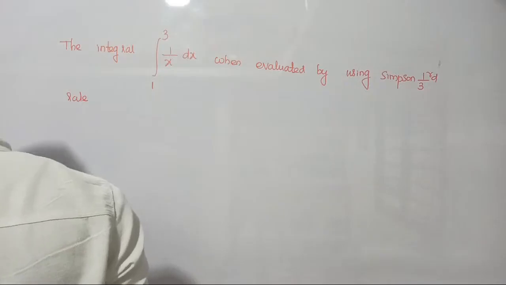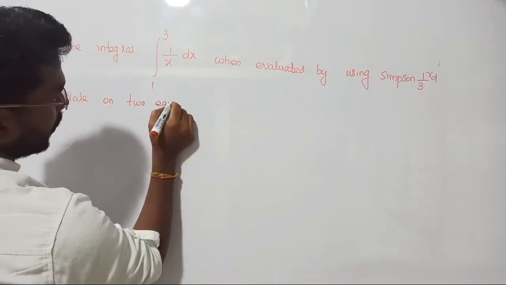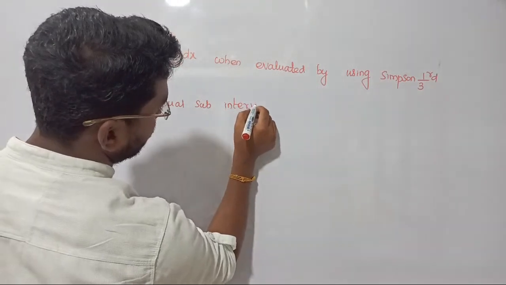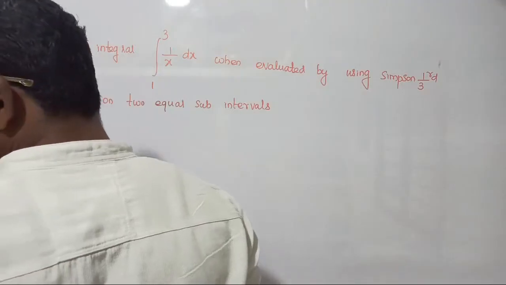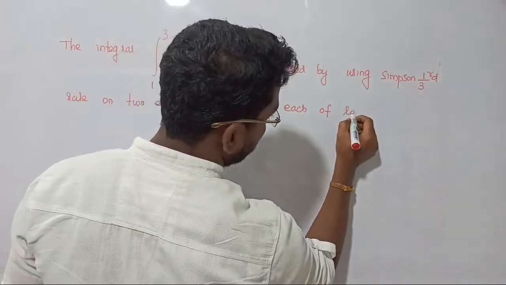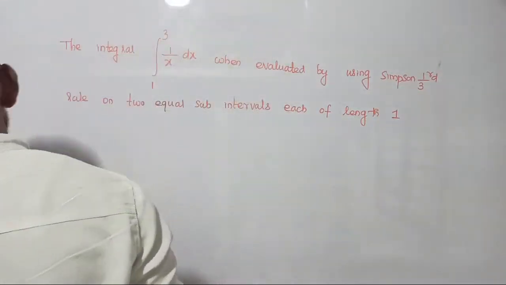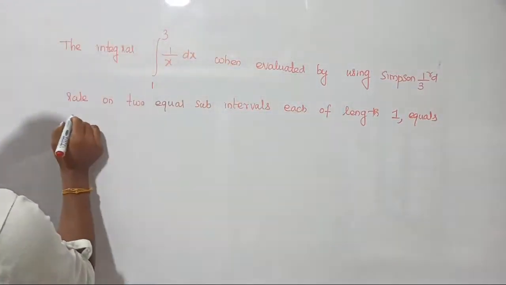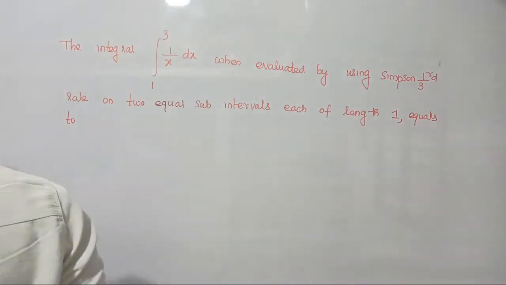on two equal subintervals, each of length 1, equals 2. And there are 4 options.